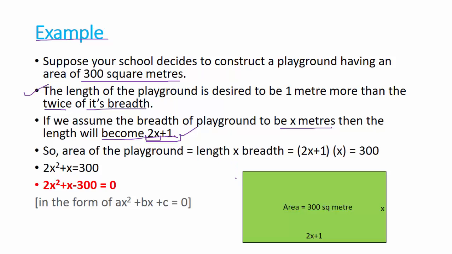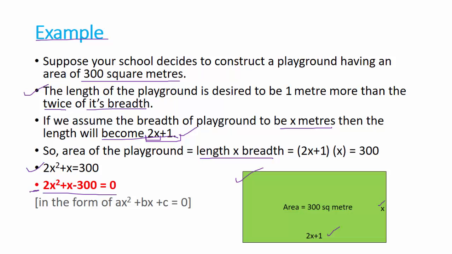Now since the playground is rectangular with breadth x meters and length 2x plus 1 meters, according to the formula of area of the rectangle, area of this playground will become length into breadth, which is 2x plus 1 into x, and that is equal to 300, because we know the area of the playground. Solving this equation, 2x plus 1 into x is equal to 300, we get 2x square plus x is equal to 300, and bringing 300 on the left hand side we get this final equation, which is 2x square plus x minus 300 is equal to 0.